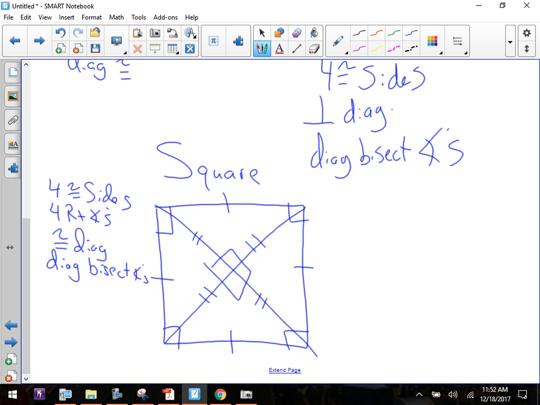The diagonals bisect those angles. If it bisects a 90-degree angle, what angles are made? So these all become 45 going all around.